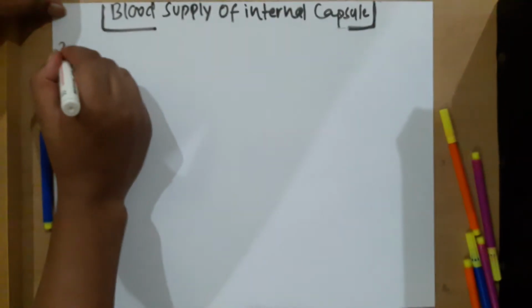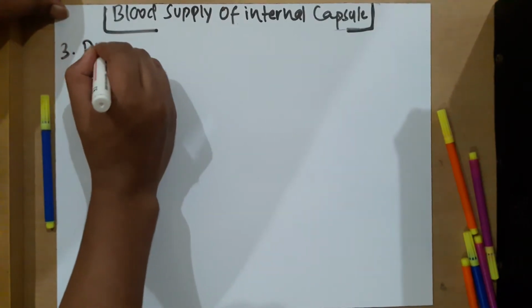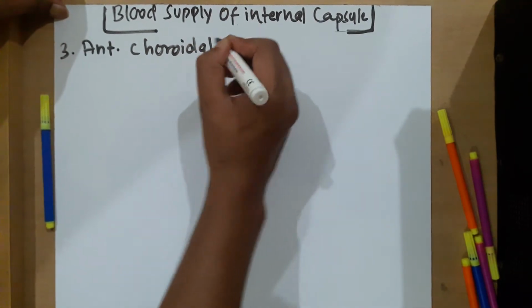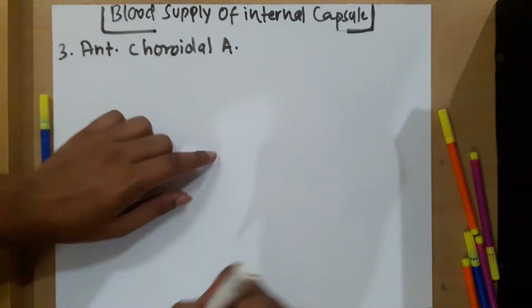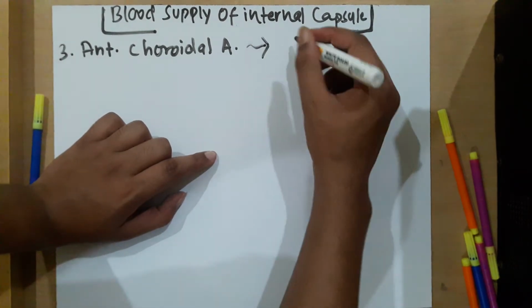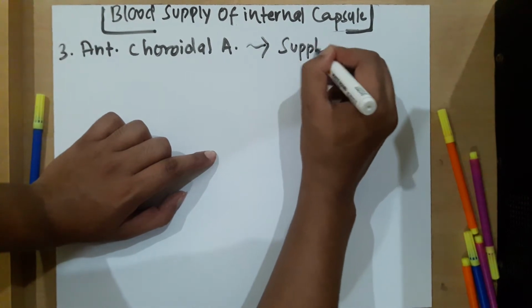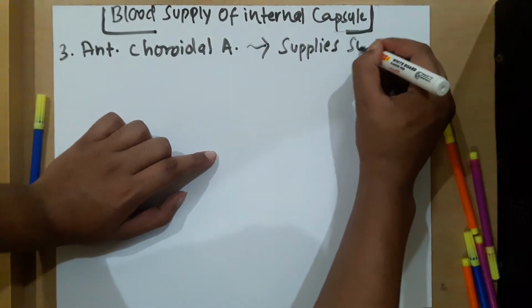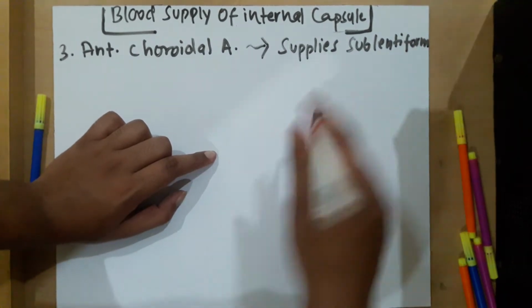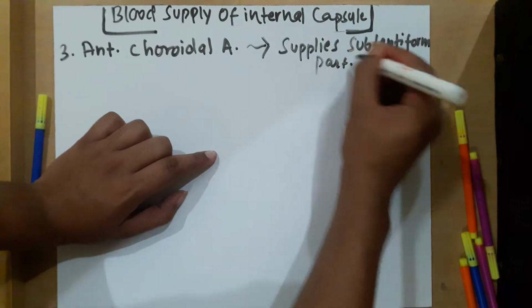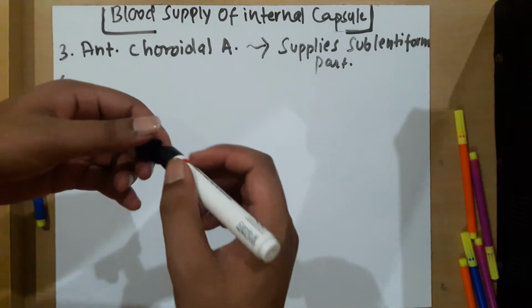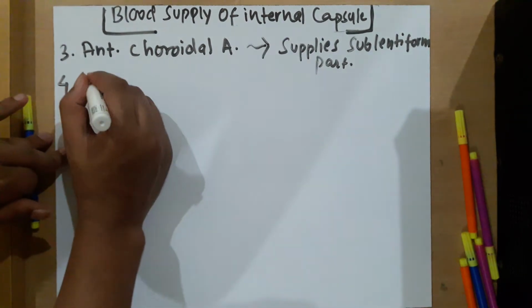So the third artery is the anterior choroidal artery, A for artery. It supplies the sublentiform part.